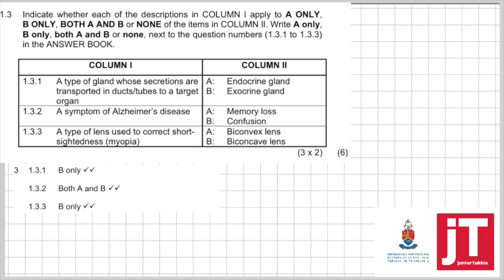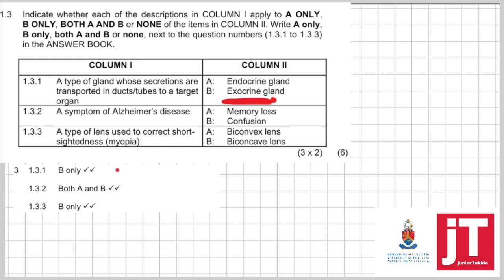1.3. Indicate whether each of the following descriptions in column 1 apply to A only, B only, both A and B, or none of the items in column 2. Write A only, B only, both A and B, or none next to the question numbers. Right. 1.3.1. A type of gland whose secretions are transported in ducts or tubes to a target organ. Whenever you see the word duct, we know the answer is exocrine. So your answer is B only.